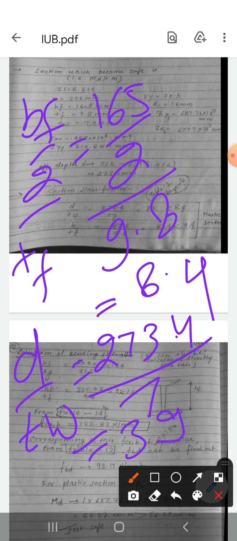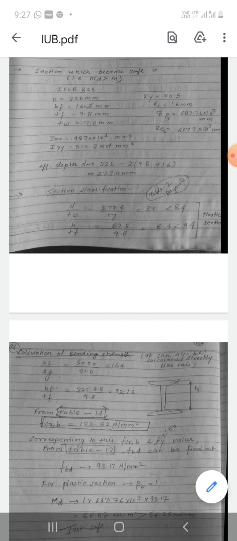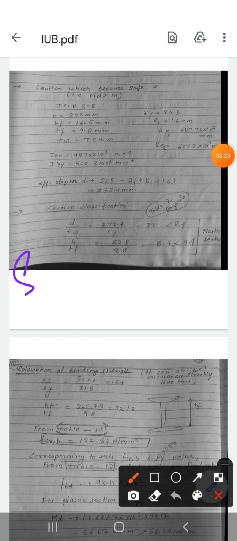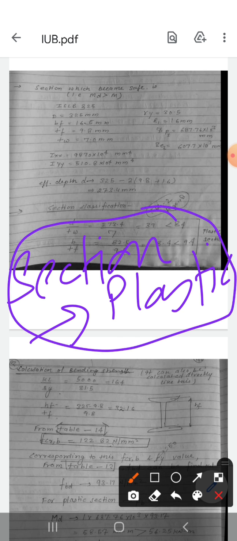Now in table number 2, page number 18, for a plastic section, the b upon tf value should be less than 9.4 and d upon tw should be less than 84. So we can see that it is a plastic section. So all the calculation of bending strength will be done assuming the section to be plastic. So section classification is done and the section is plastic.